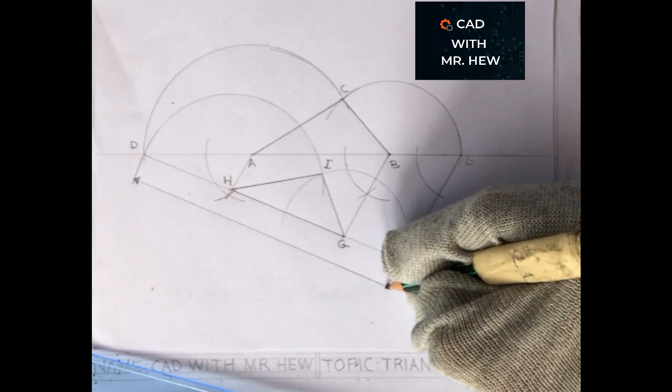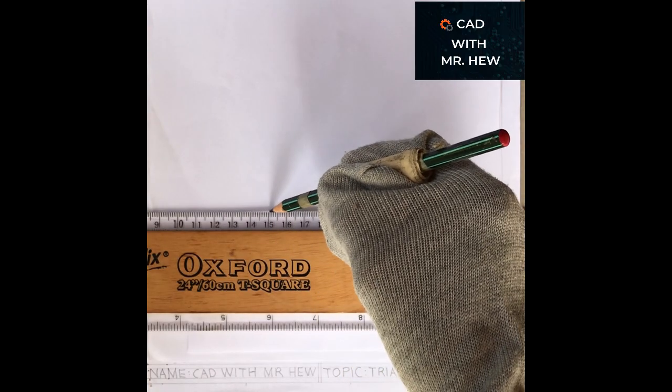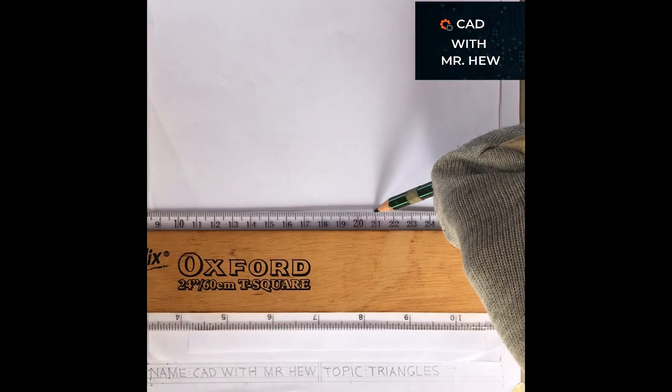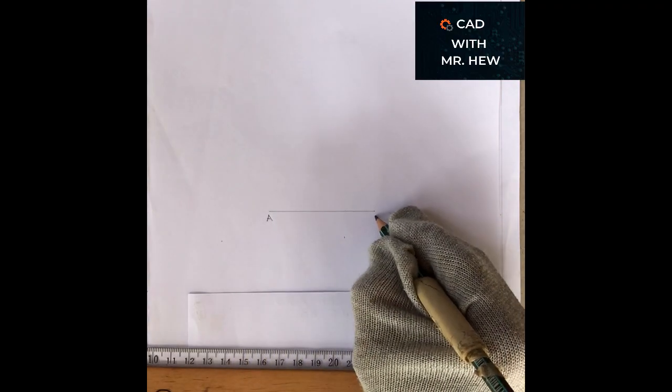We'll be constructing a triangle given the length of 3 sides. So the first thing we're going to do, we're going to draw a baseline distance at 1 for the base AB, and we use a T-square and a pencil to draw this line. So this is A, B.